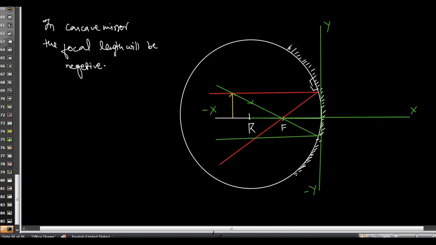And here you will find that an inverted image is going to be formed. Inverted image will be formed here. So this will be a diminished image, and moreover it will be.